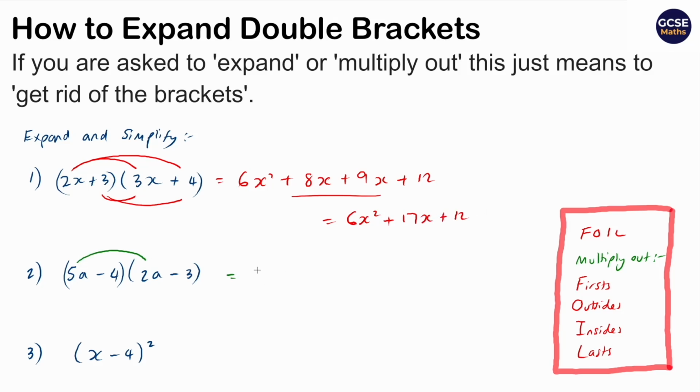Okay, 5 times 2 is 10. A times a is a squared. Minus times a positive is a minus. 3 times 5 is 15. That's 15a. Minus times a positive is a minus. 2 times 4 is 8.